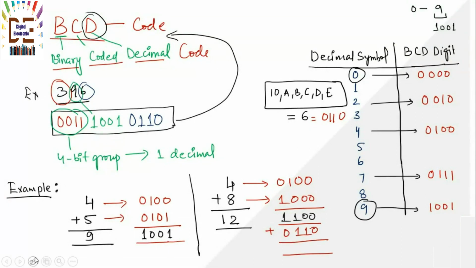Now add it. What will be your answer? Your answer will be 1, 0, 0, 1, 0. Okay, your answer is this: 1, 0, 0, 1, 0.